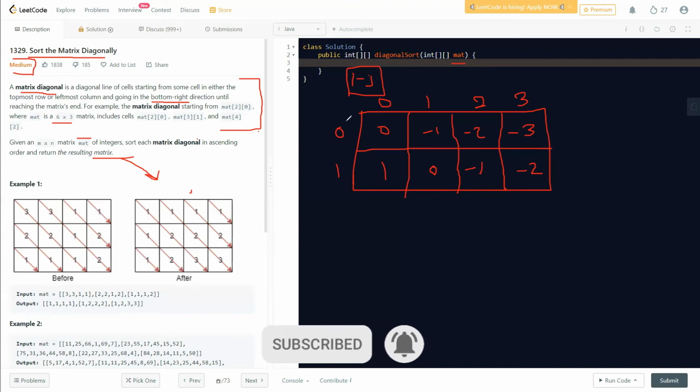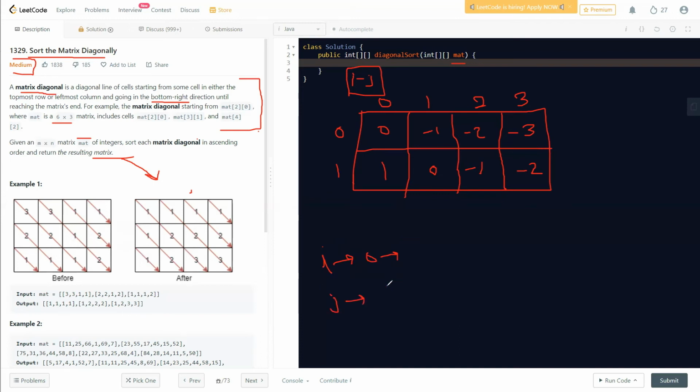So the idea is, first we will traverse m cross n, a loop of i that goes from 0 till mat.length. And then there will be a j loop that will run from 0 till mat[0].length, fine. So that's each of the rows. The ij loop will run, and for each ij we will check what's the i minus j, and for each i minus j we will add to a particular priority queue.